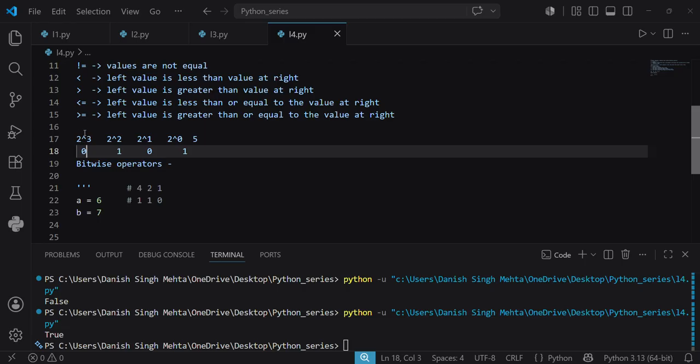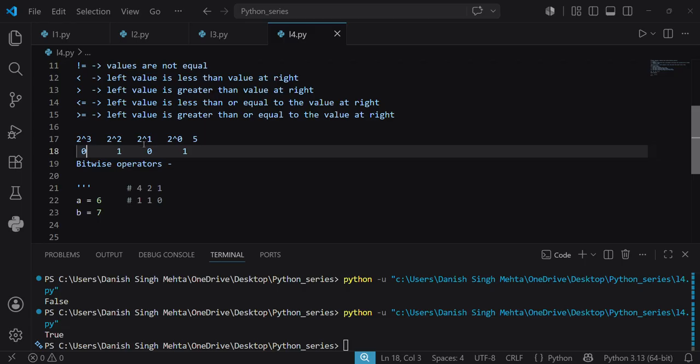So we will choose numbers less than 8. Here we have 4. Yes, 4 is less than 5, so we can use it to make 5. Then I go to 2. 2 to the power 1 is 2. But if I add 4 plus 2, it will become 6, but we want 5.